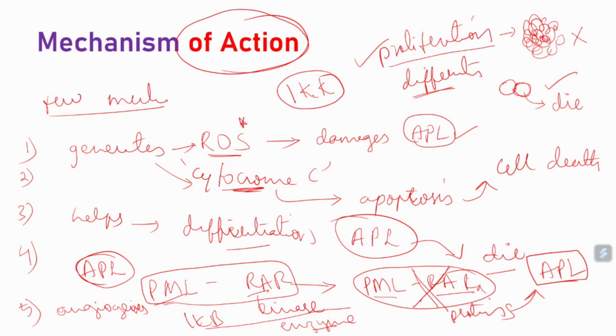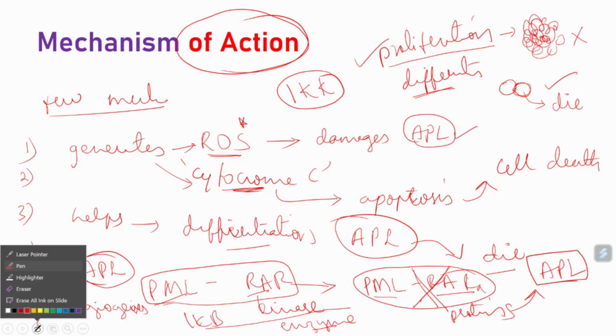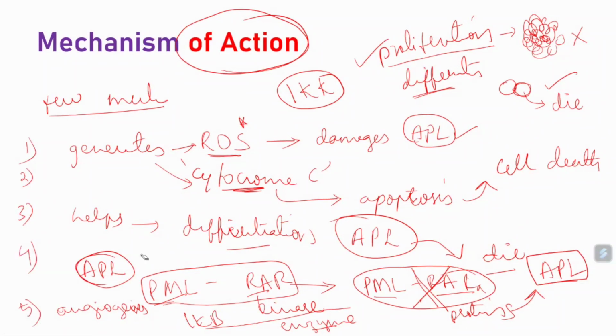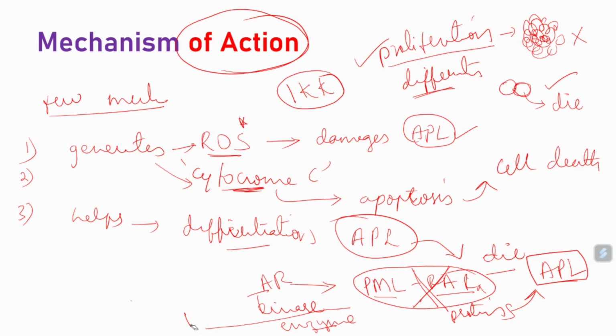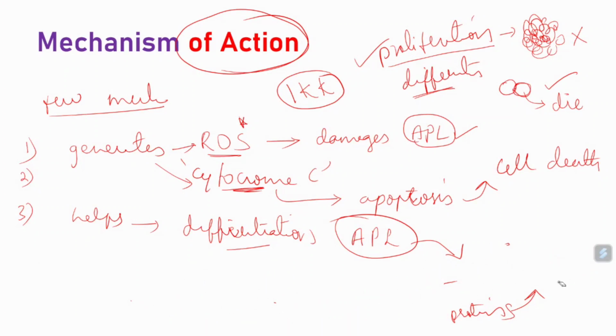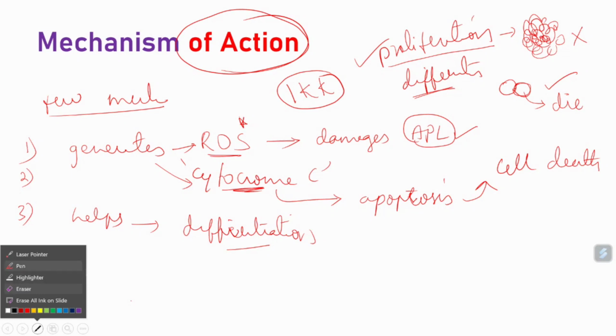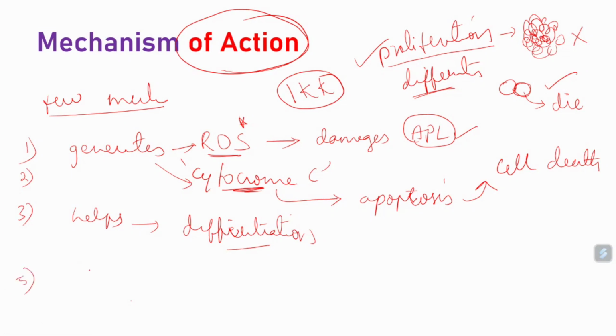And when this enzyme is inhibited, let me make you very clear here. The final most mechanism is very important. You have to concentrate. Okay. What was the final most mechanism of arsenic trioxide? Arsenic trioxide will inhibit IKK. Now you see it's very interesting and very easy. The fifth mechanism, it inhibits IKK.